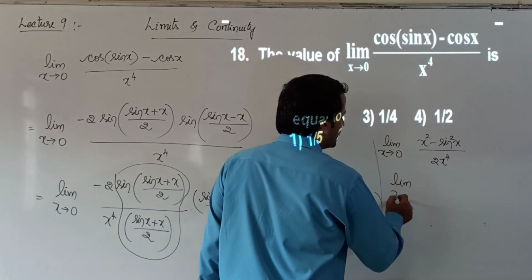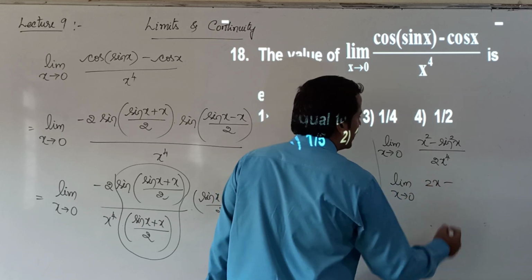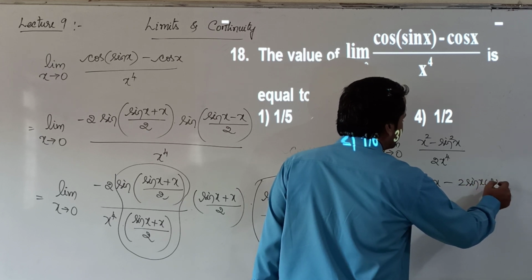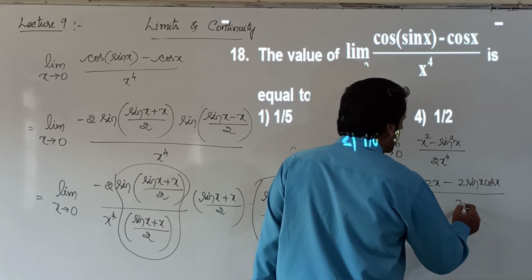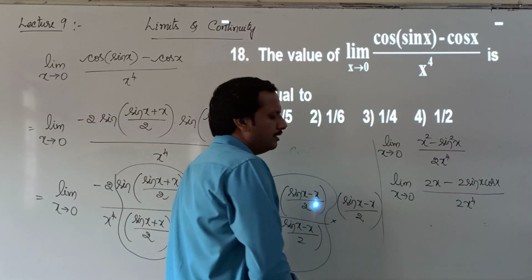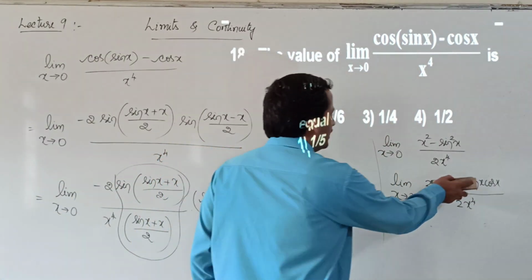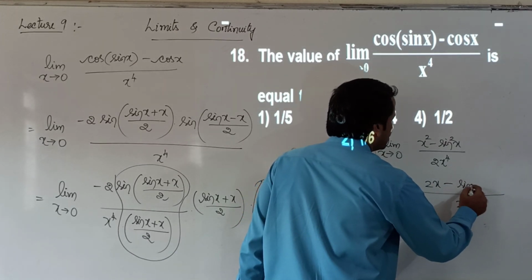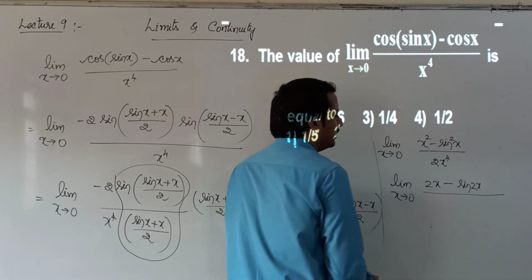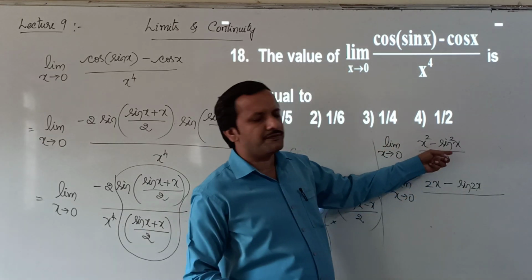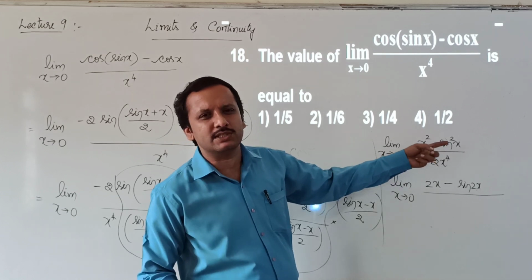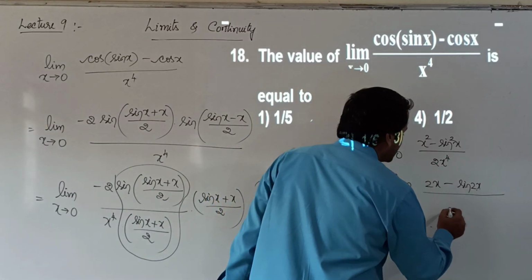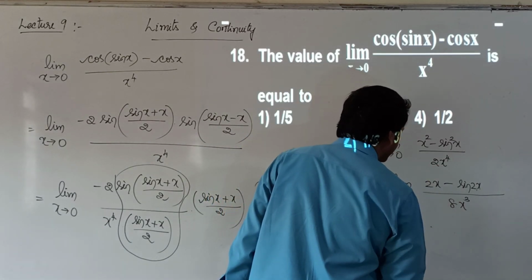Limit x tends to 0. If I differentiate, I am going to get (2x minus 2 sin x cos x) divided by 2x power 4. That 2 sin x cos x, I will write it as sin 2x. Sorry, I am differentiating it. So derivative of x square is 2x. Derivative of sin square x is 2 sin x cos x. That 2 sin x cos x I am writing as sin 2x. Derivative of this is 8x cubed.